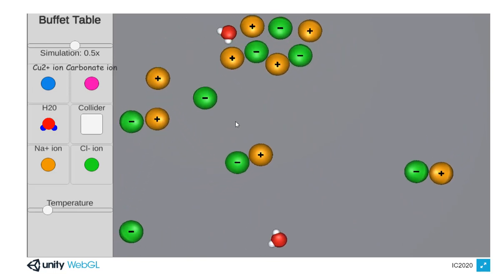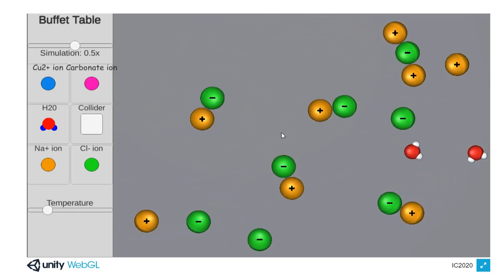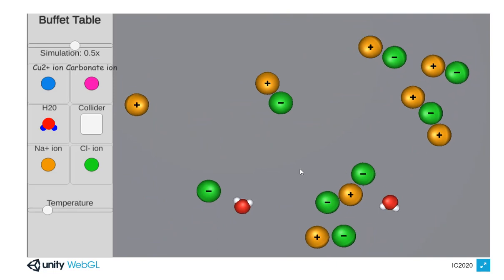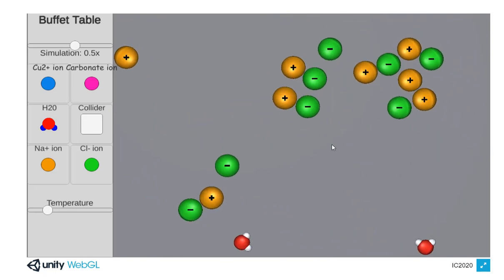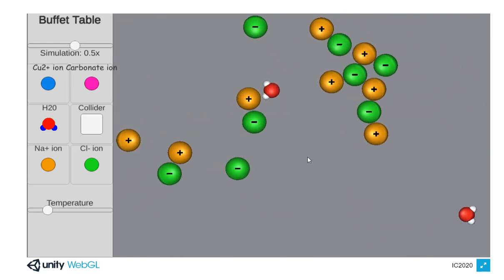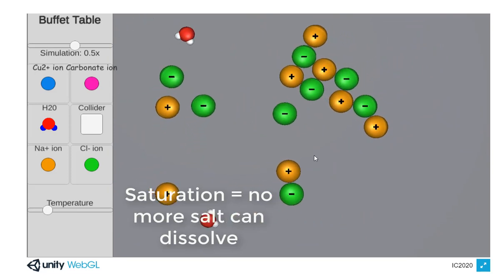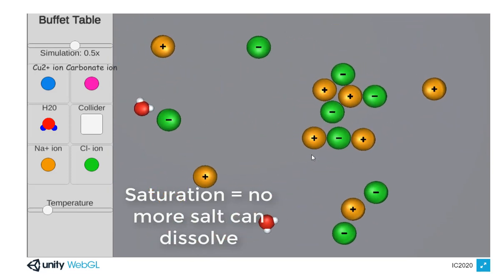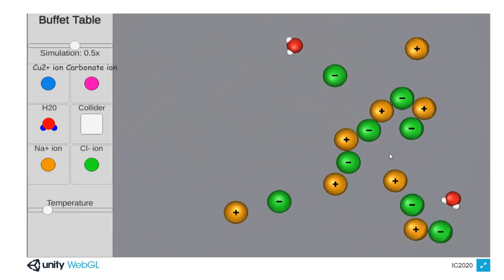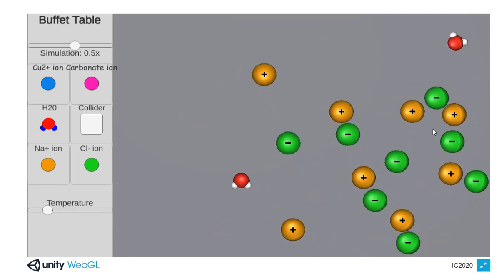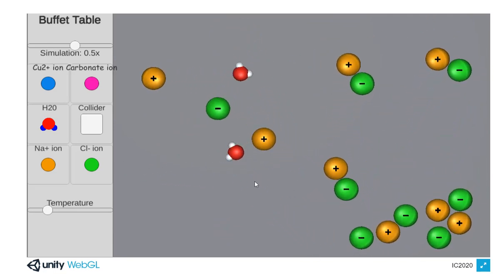So if there aren't enough water molecules, then there will be some solid, and that's called saturation. So you've seen this when you made your density bottles. If you added too much salt, not enough water, then you had solid salt that could not dissolve.